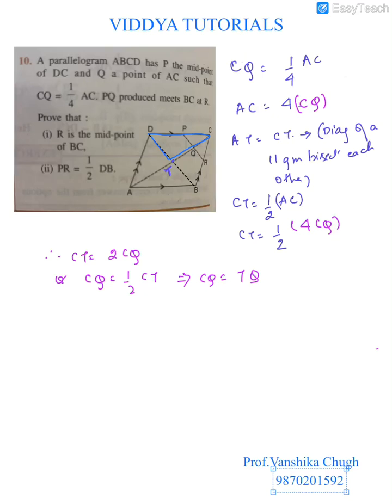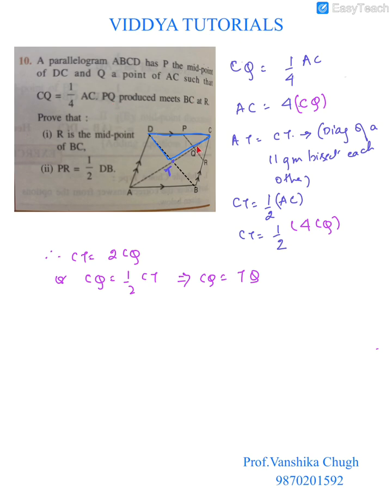Students, in this video I am doing a sum on midpoint theorem, exercise 11a, sum number 10. You are asked that parallelogram ABCD has P as the midpoint of the side BC and Q a point on AC, such that CQ is 1/4 of AC. PQ produced BC at R.